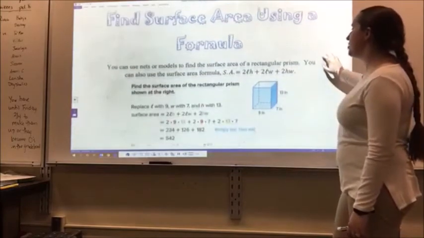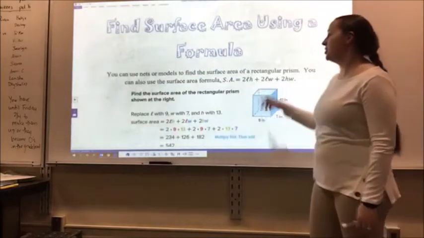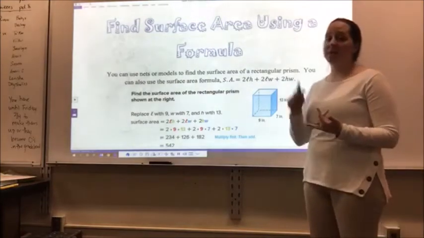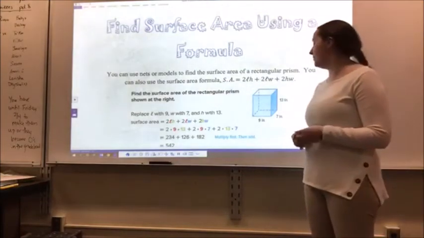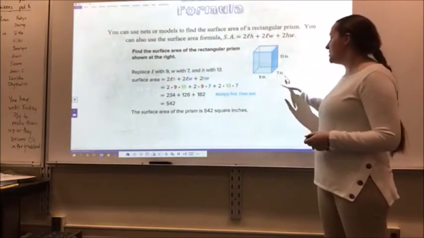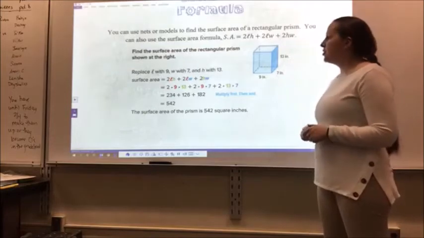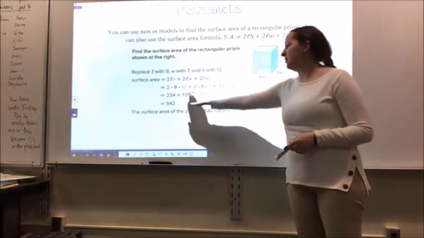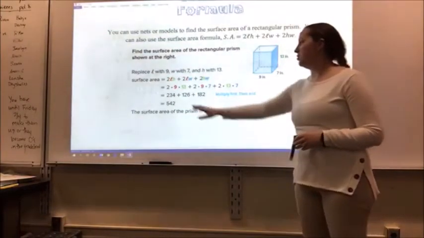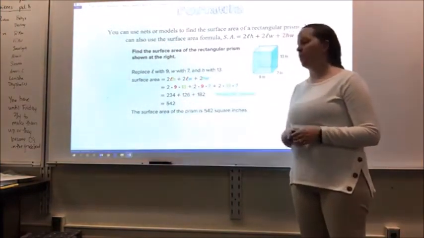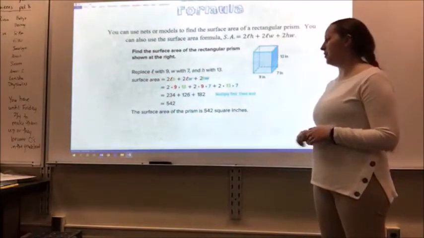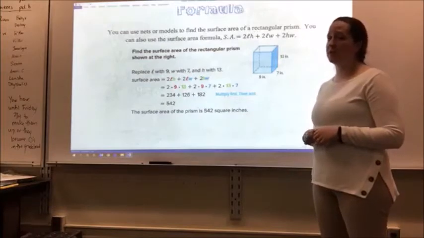Okay, I can also find the surface area using the formula, which is 2LH plus 2LW plus 2HW. You just have to assign a length, a width, and a height to each one. So I replace them with 9, 7, and 13. So 2 times 9 times 13 plus 2 times 9 times 7 plus 2 times 13 times 7 gives you 234 plus 126 plus 182. Add it all together, you get 542. So the surface area of the prism is 542 square inches, or inches squared.